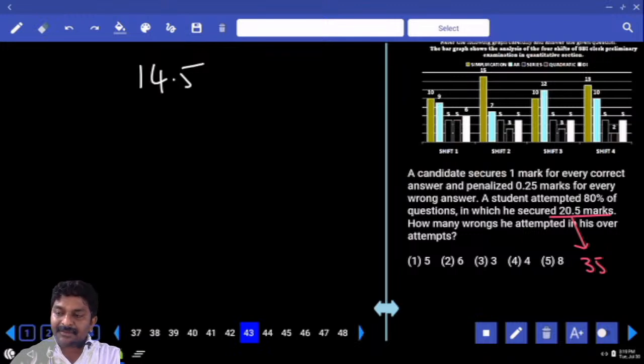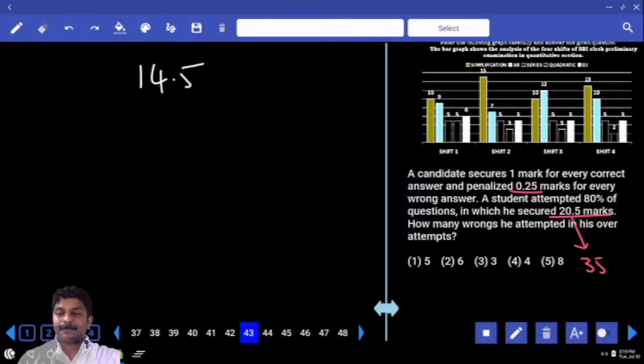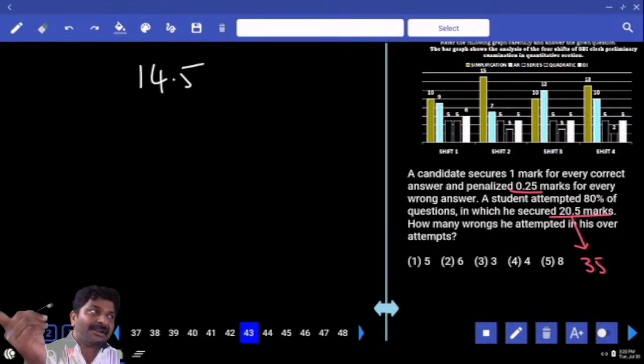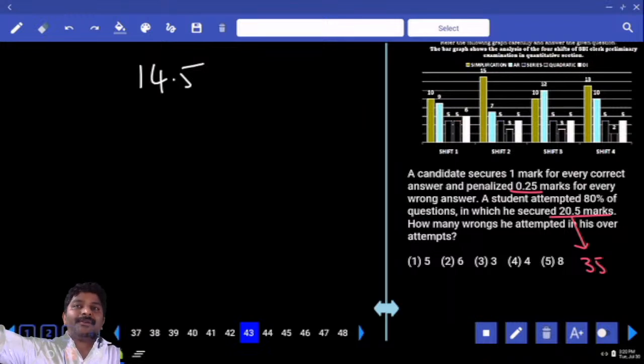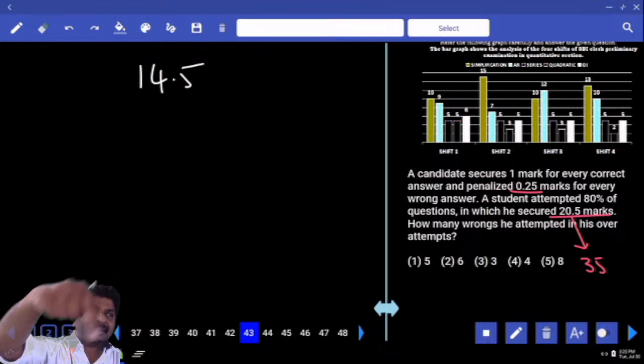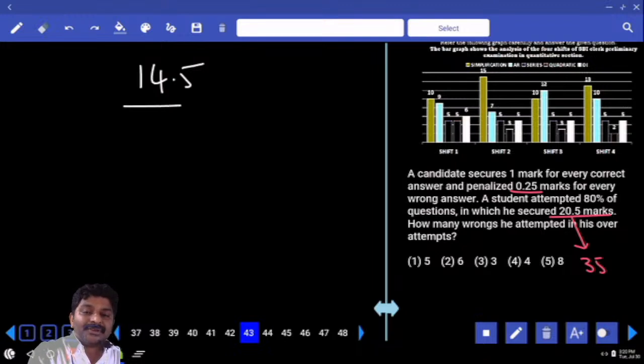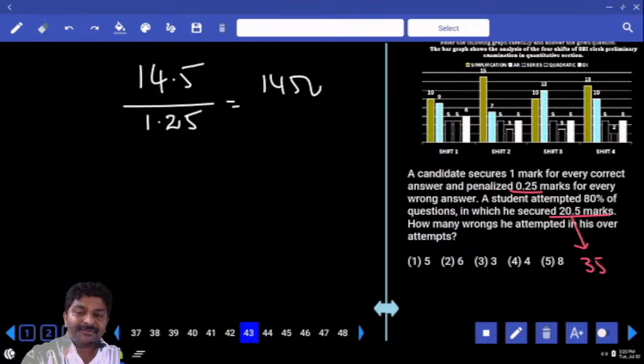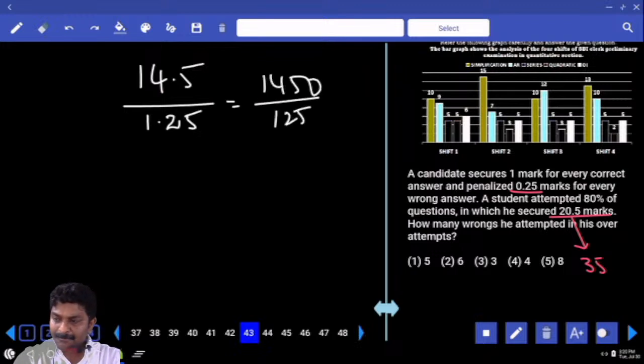For every wrong answer, how much is he supposed to lose? 0.25. But we converted that to a positive mark, which is 1 mark. If minus 0.25 is converted to plus 1, how much difference is there for each question? 1.25. Minus 0.25 to 0, 0 to plus 1. Total difference divided by 1.25 is the difference. So instead of that, we can treat it as 1450 divided by 125.